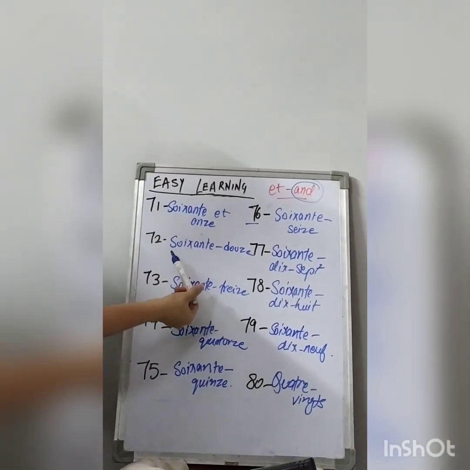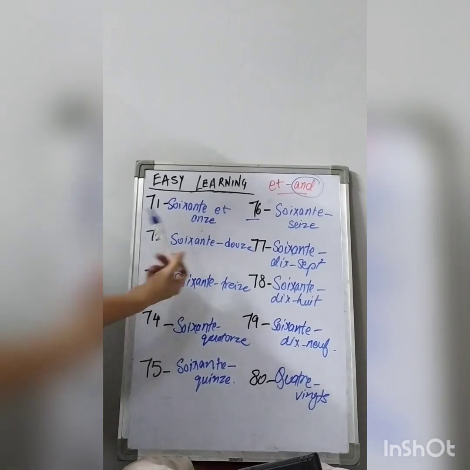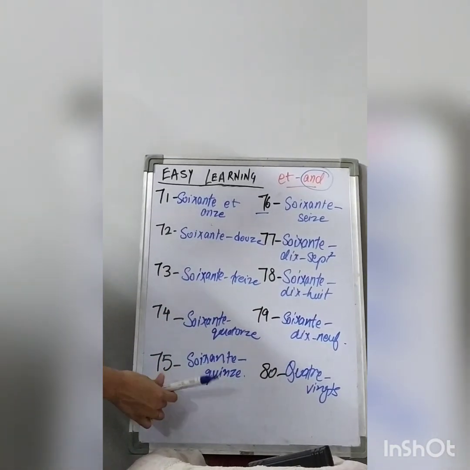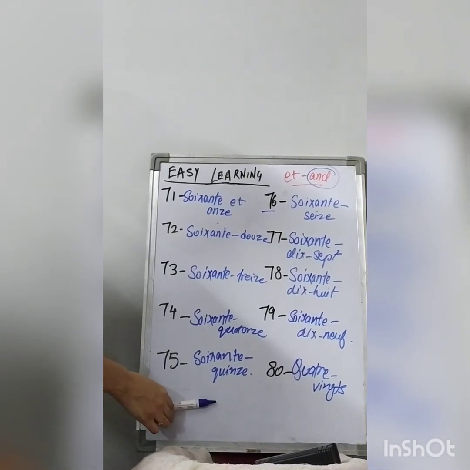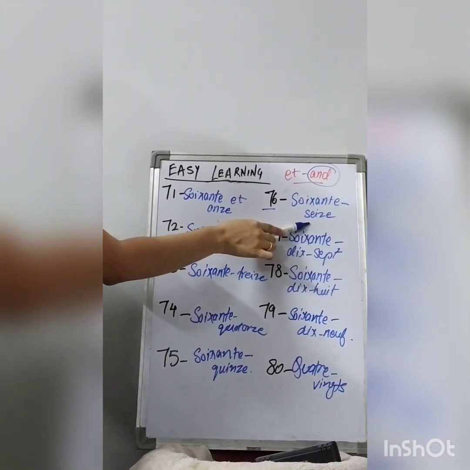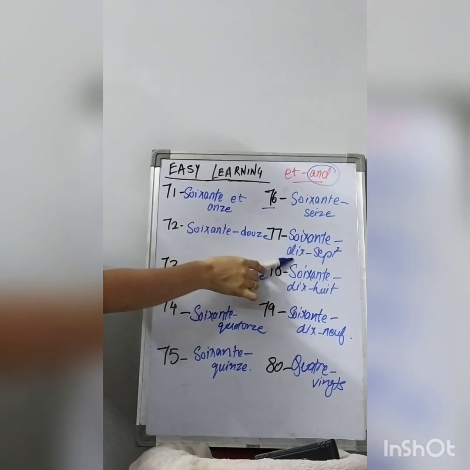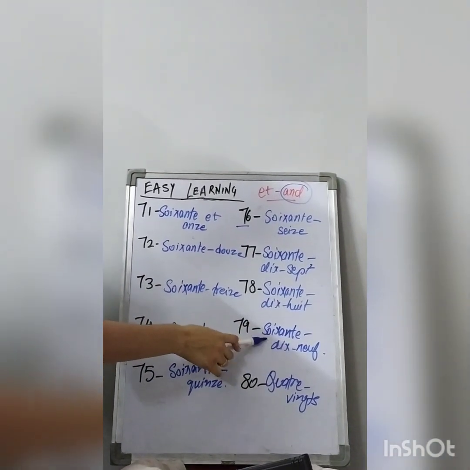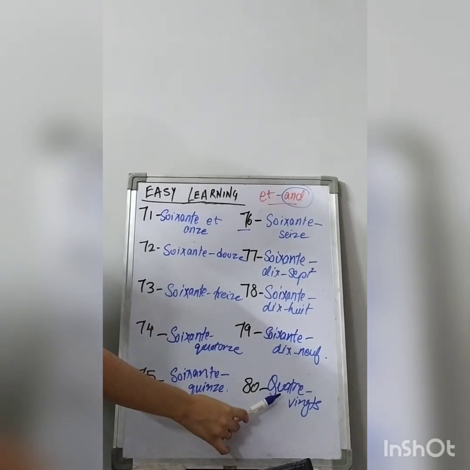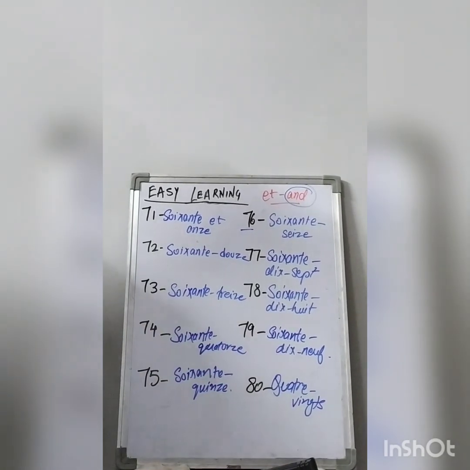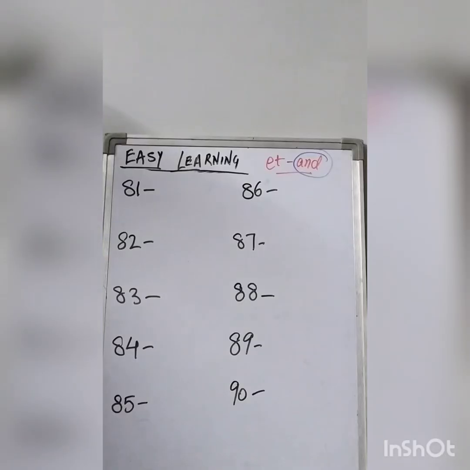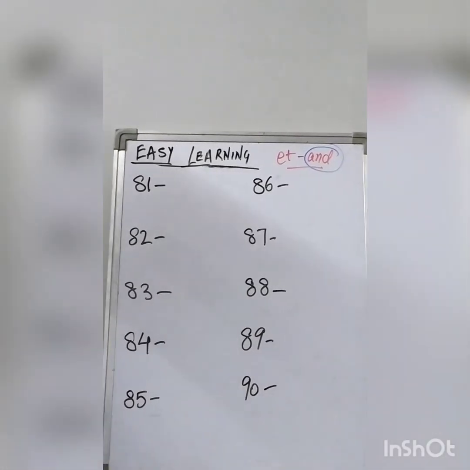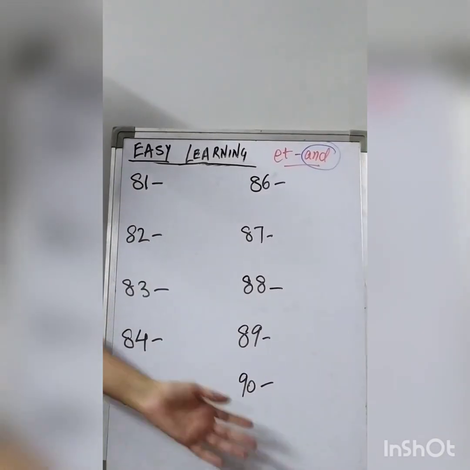Soixante et onze, 72, 73, 74, 75, 76, 77, 78, 79, 80. Alright guys, now this is the second last set we have, from 81 to 90.